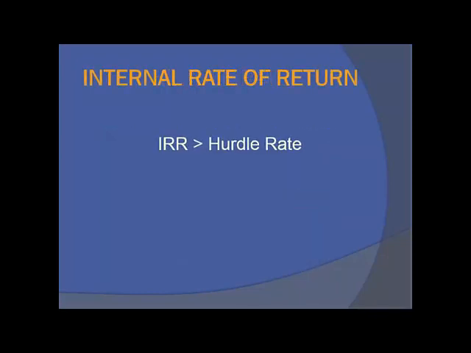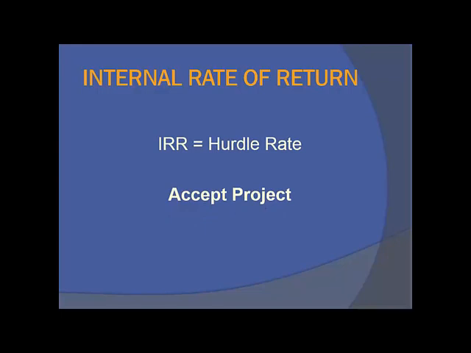Now, if the IRR is greater than the hurdle rate, then of course you want to accept the project. If it's less than the hurdle rate, you want to reject the project. But what if it equals? Well, the rule is you should accept the project.